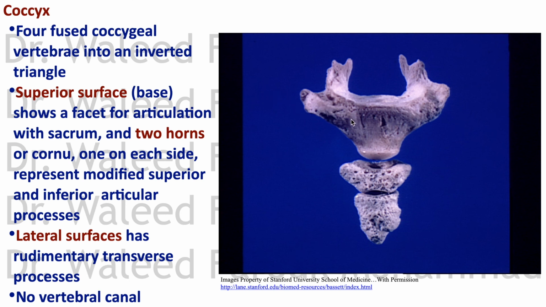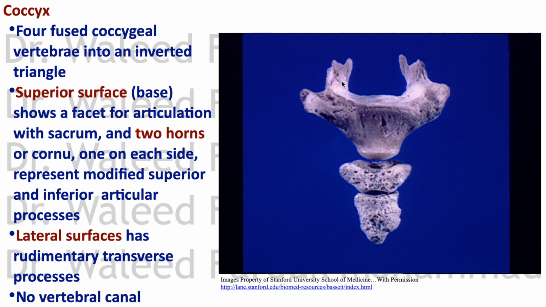Now, the last individual bone of the pelvis is the coccyx. It's 4 vertebrae articulating together in an upside down triangle, with the base above to articulate with a corresponding surface on the sacrum, and extends below for 4 vertebrae.